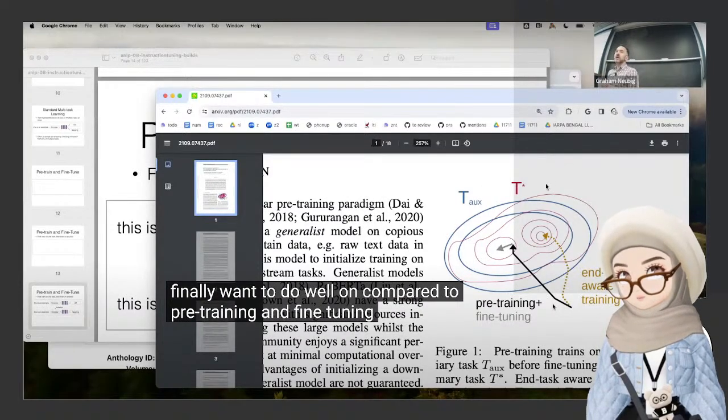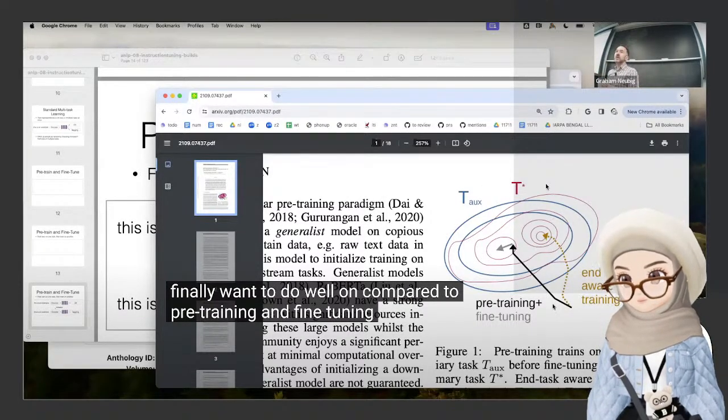Okay, but if you don't have resources, and well, resources includes money, then you can't. Why did this just become very British? Sorry. But pre-training plus fine-tuning.